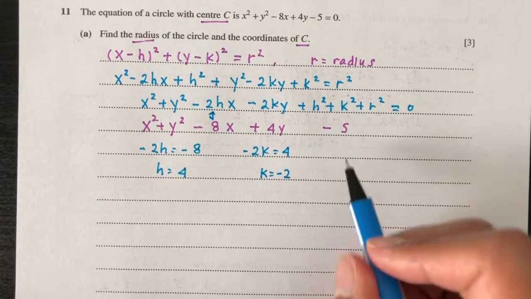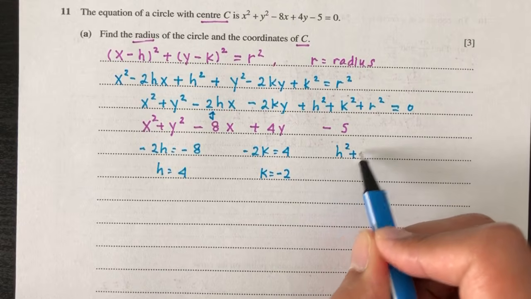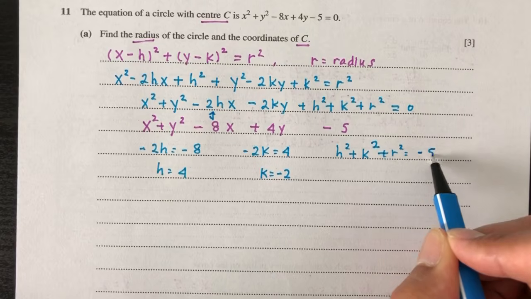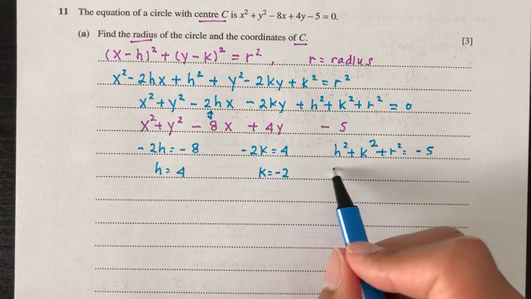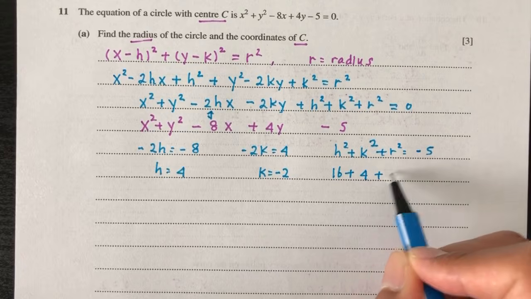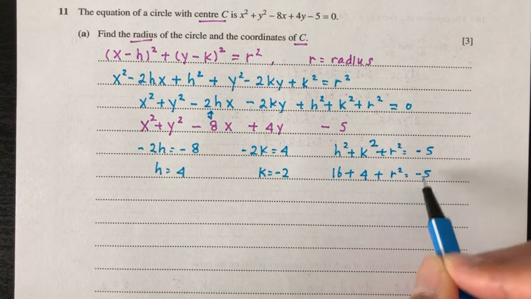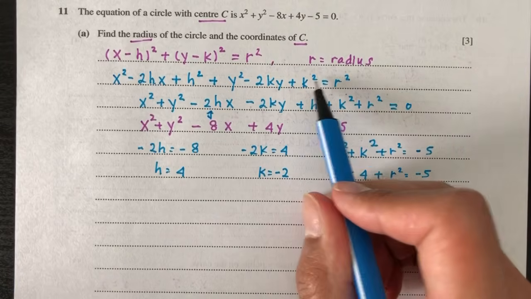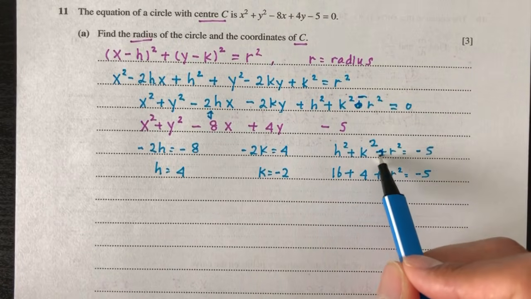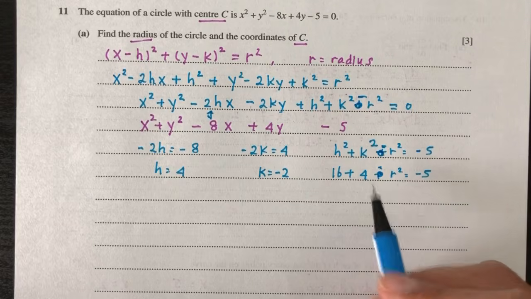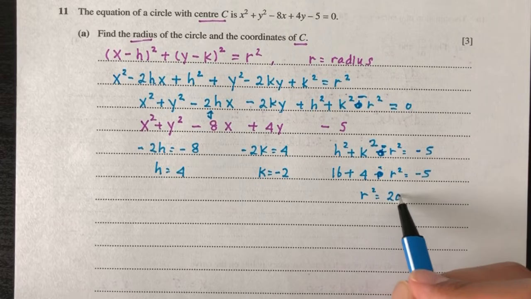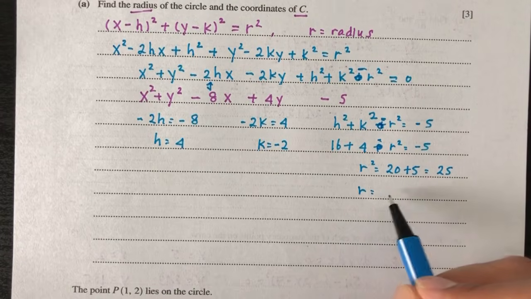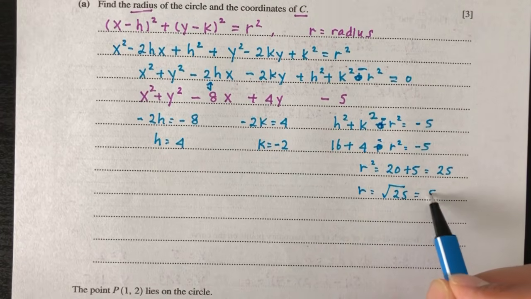Now for this one, same thing here again. h squared plus k squared plus 4 minus r squared is equal to minus 5. h squared will be 16 plus 4 minus r squared equal to minus 5. Sorry, if you bring r over here, it will become minus. So not plus but minus. So r squared will become 20 plus 5, which is 25. Now r becomes root of 25, which is 5.